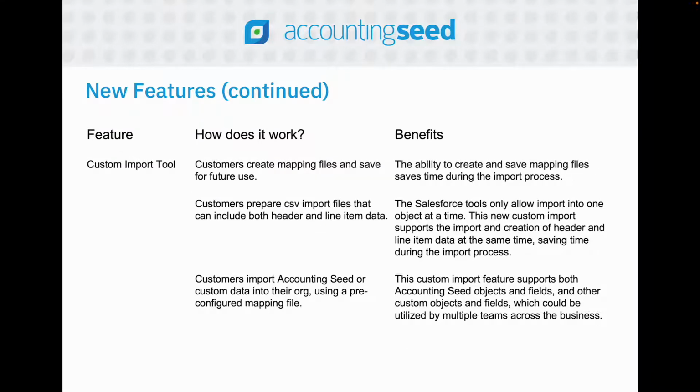We've also included a new custom import tool. For those of you familiar with Data Import Wizard and Data Loader, you'll know that you can only import into one object at a time. And many times, especially in Accounting Seed, we need to import both header and line items. So this custom import tool is going to give you the ability to import both the header and line items at the same time, all in one go, making it much easier to import data.